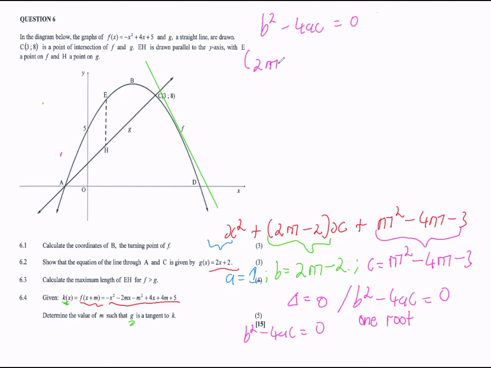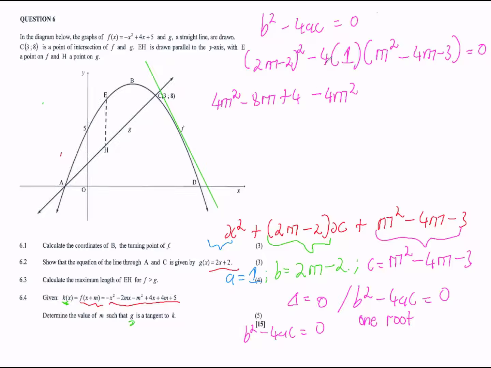Then this is 2m minus 2 squared minus 4. Your a value is 1. Your c value, remember, is m squared minus 4m and then minus 3. Now, remember to equate that to 0. So we must do the math for all of this. That will give us 4m squared minus 8m and then plus 4. And then here we're going to have negative 4m squared. And then negative 4 times negative 4, that's 16m. Then negative 4 times negative 3, that's 12, is equal to 0.